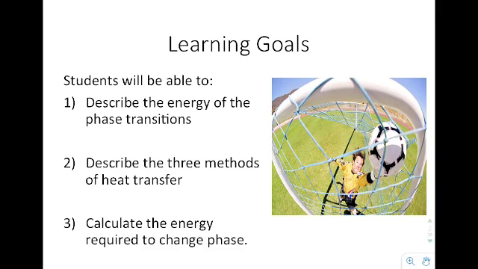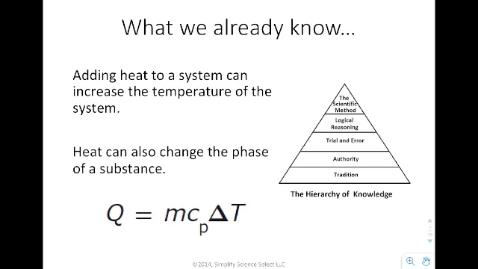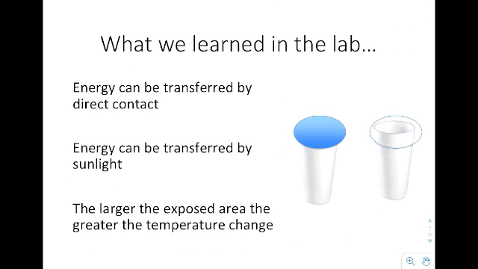That you be able to describe the three methods of heat transfer, and that you be able to calculate the energy required to change phase. So what we already know is that when you add heat to a system, it can increase the temperature of a system. That's what 7.1 was really all about, using Q = CmΔT or Q = mCΔT. It's the same thing. We've put energy into a system, it changes the temperature, but we do know that it can also change the phase of a substance, and that's actually what we're focused on for this presentation.